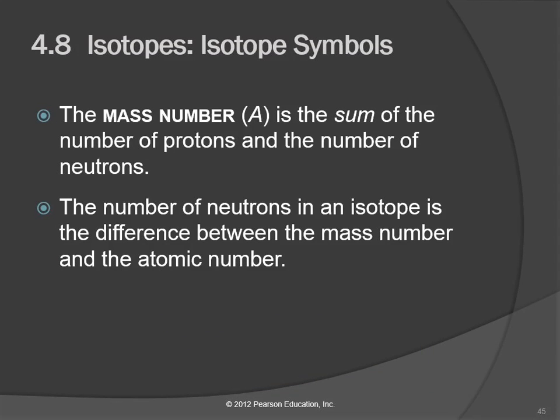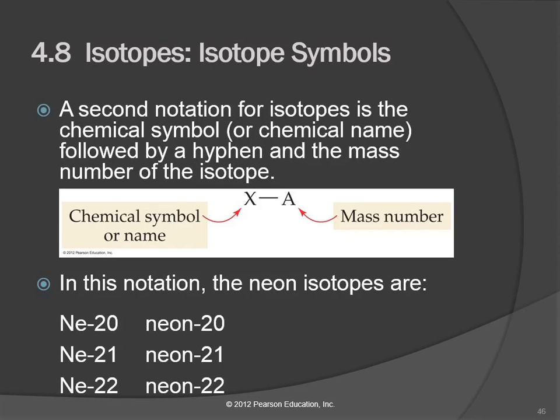So the mass number A, the sum of protons plus the neutrons. And yeah, we just went over that already. A second type of notation is where we take the element symbol or its name and a dash and just the mass number. And so we could call it neon Ne20 or neon 20. Here we're leaving off the atomic number. What if we need to know the atomic number? Where would we find it?